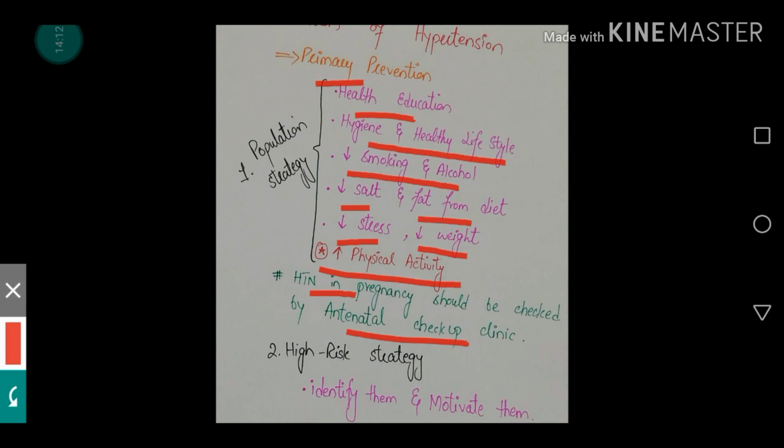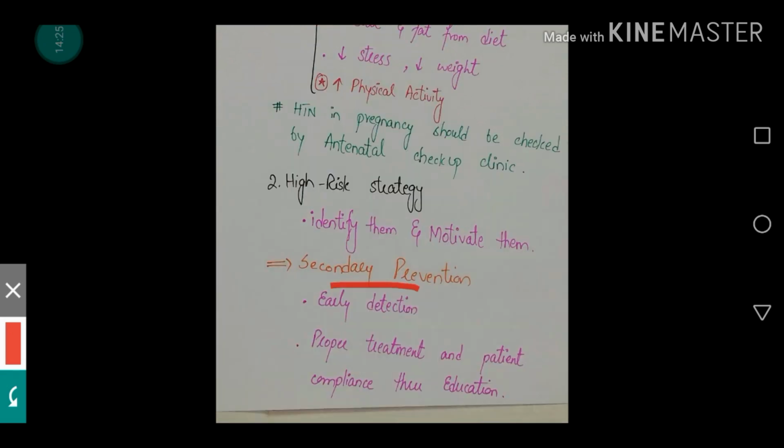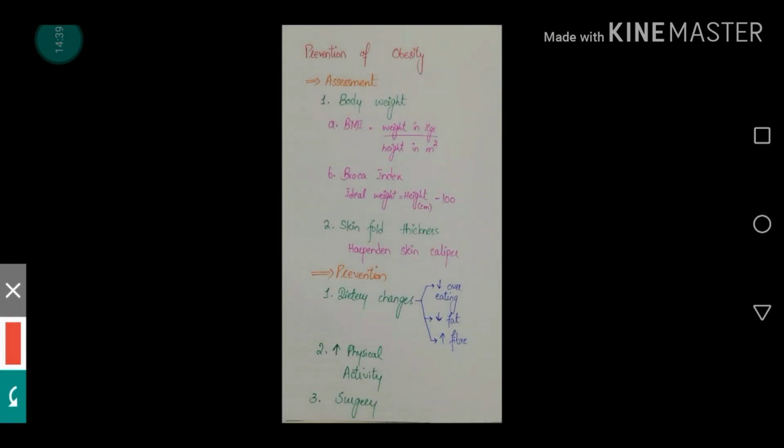Then comes high risk strategy, which is to identify and motivate those people who are at a greater risk of developing hypertension. Then comes secondary prevention. Secondary prevention includes early detection of high blood pressure, their proper treatment, and patient compliance through education. Now, further talking about prevention of obesity, first of all, we should have an understanding of how we can assess obesity. There are different parameters.